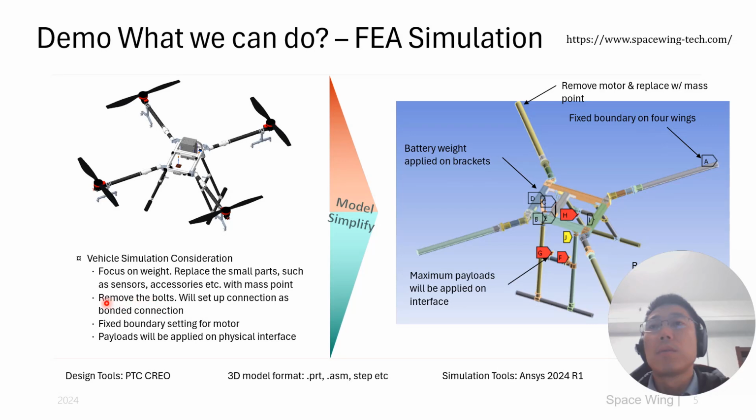And also we need to remove the bolts. We set up connections as bonded connections. And we will fix the boundary conditions. We will fix these 4 ends. And also the payload will be applied on these 4 interfaces, and the battery weight will be exerted on these 4 brackets.